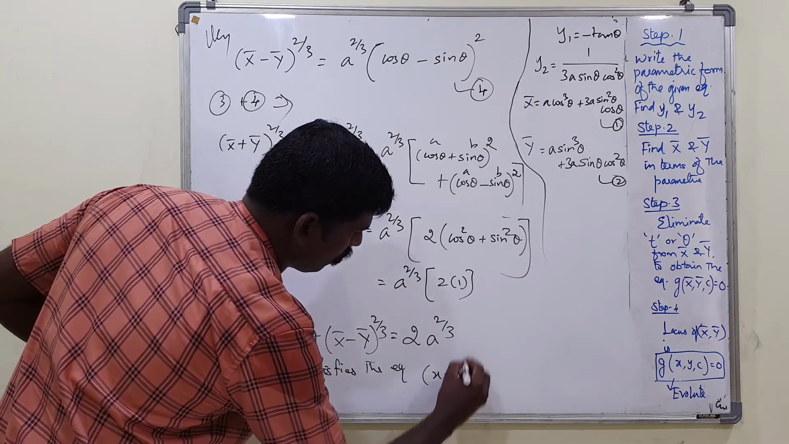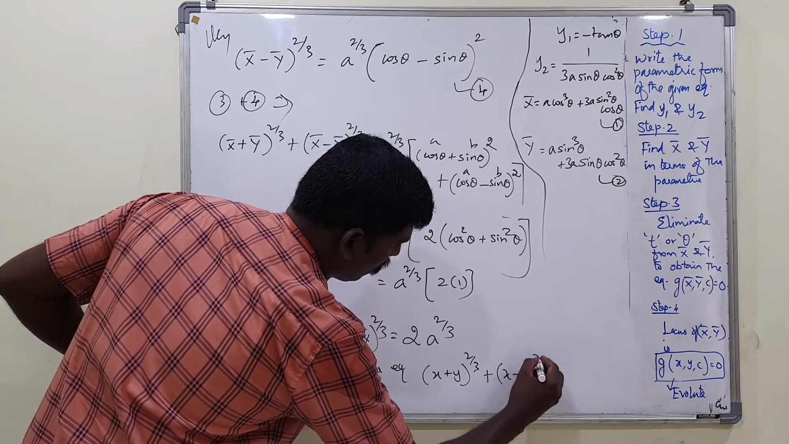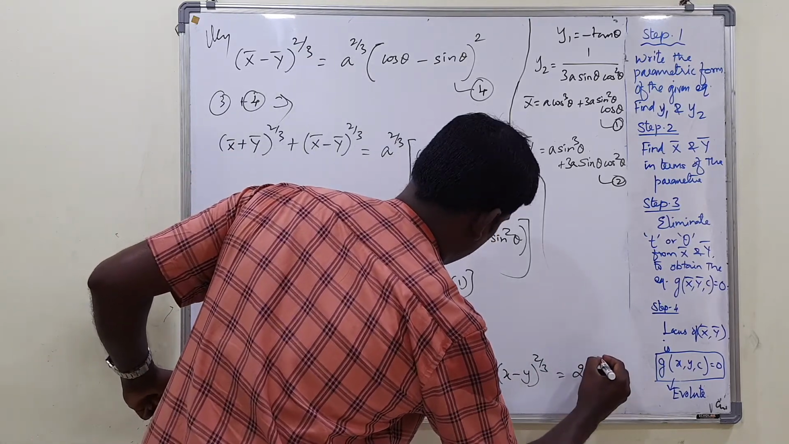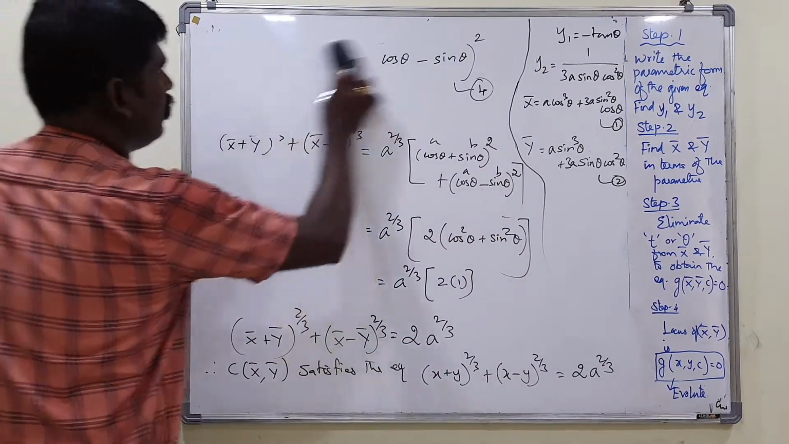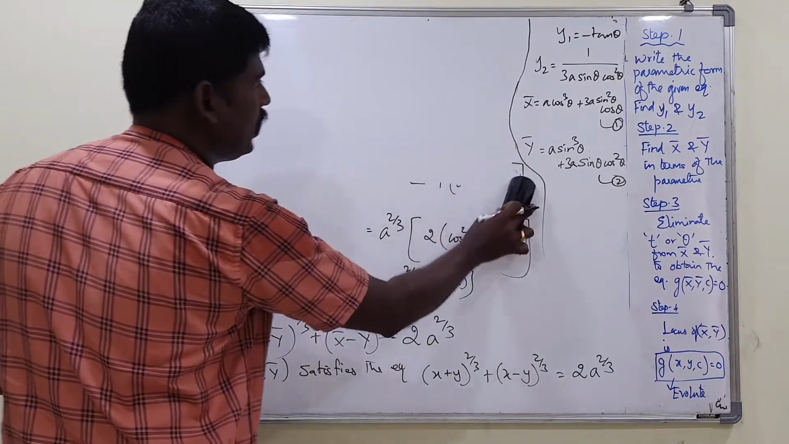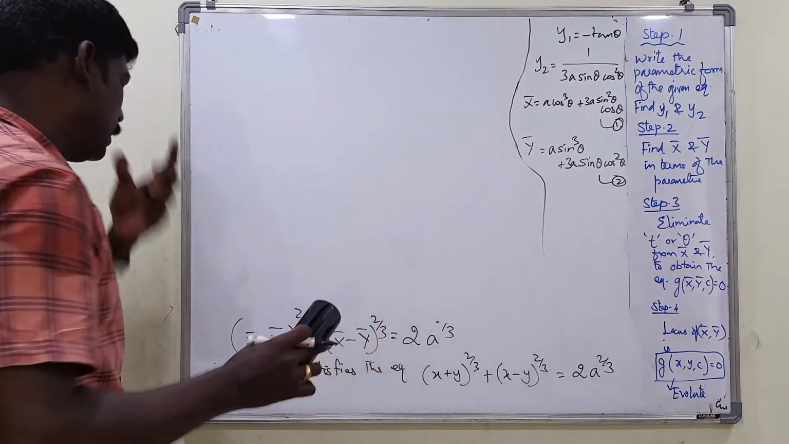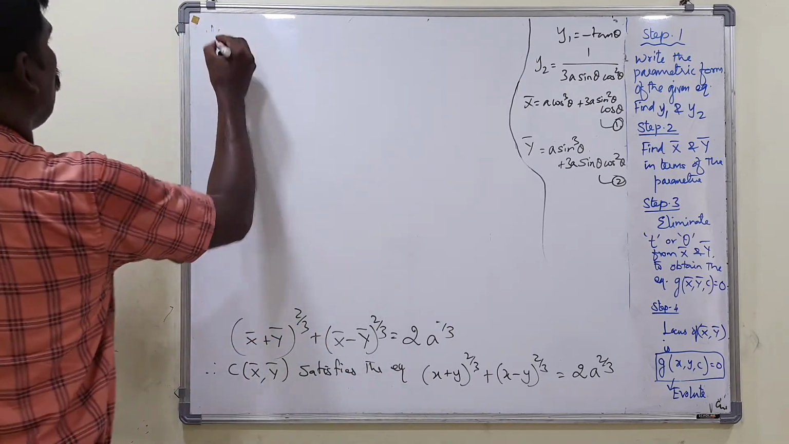x plus y the whole power 2 by 3 plus x minus y the whole power 2 by 3 equal to 2 into a power 2 by 3. Right? So the center of curvature lies on this curve. That means the path traced by the center of curvature is this one.